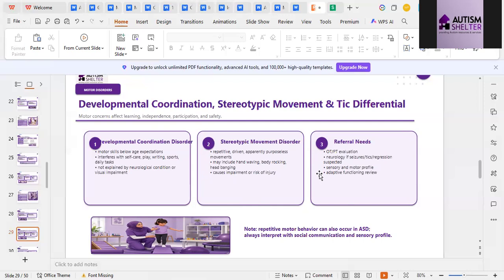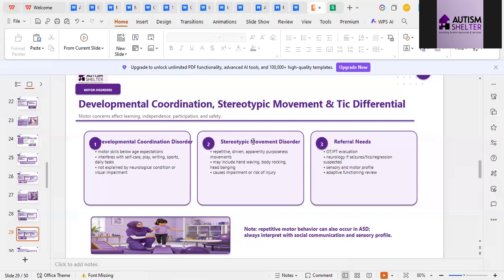Developmental coordination disorder: motor skills below age expectations, interfering with self-care, play, writing, sports, and daily tasks, and not explained by a neurological condition or visual impairments. And stereotypic movement disorder: repetitive, driven, apparently purposeless movement. For example, there is typical movement, how we walk, how we run, how we jump.